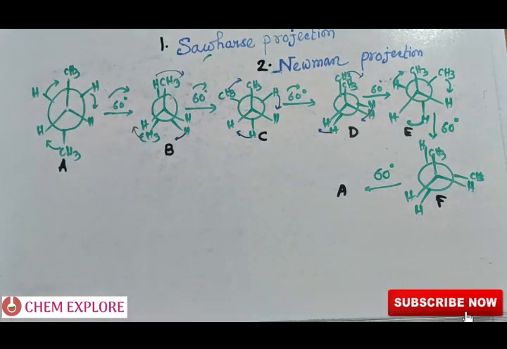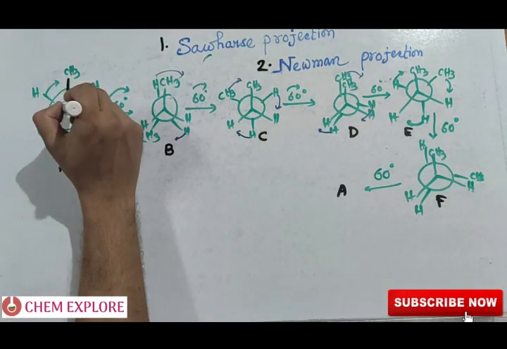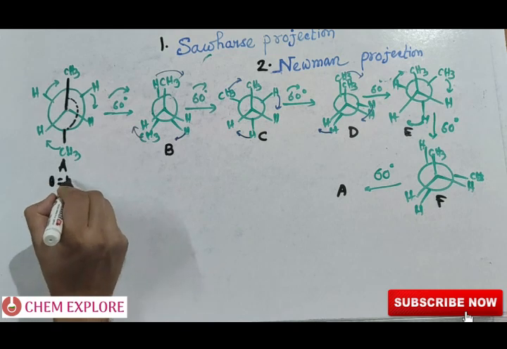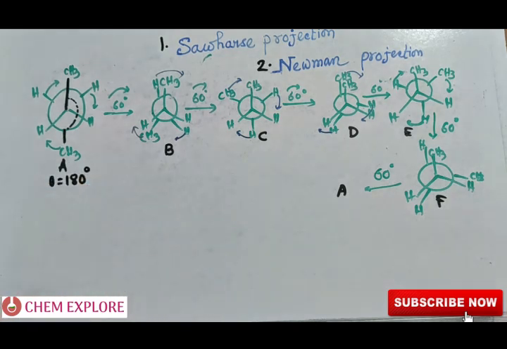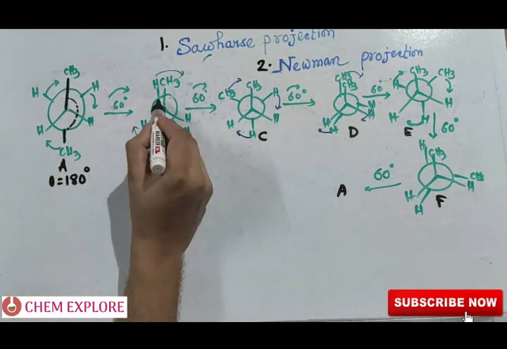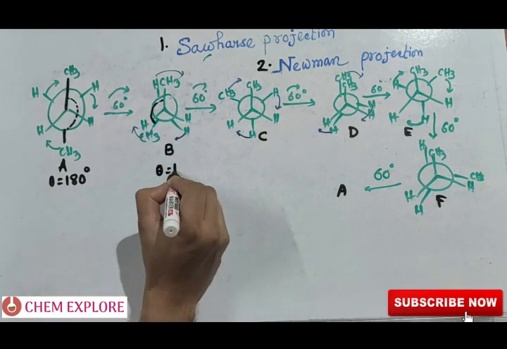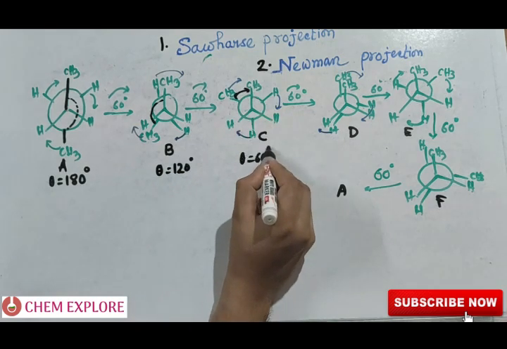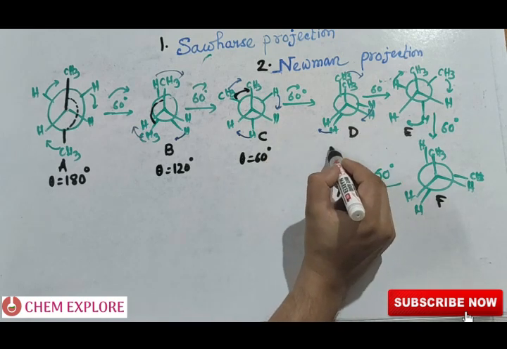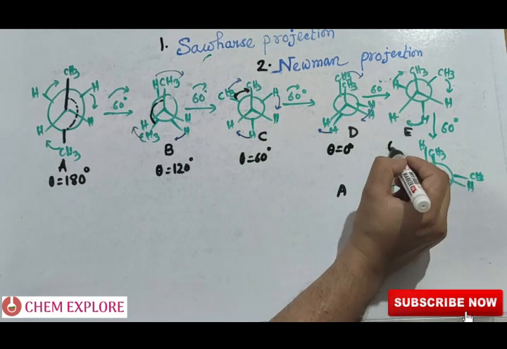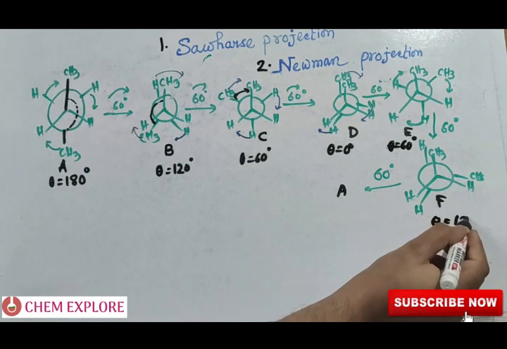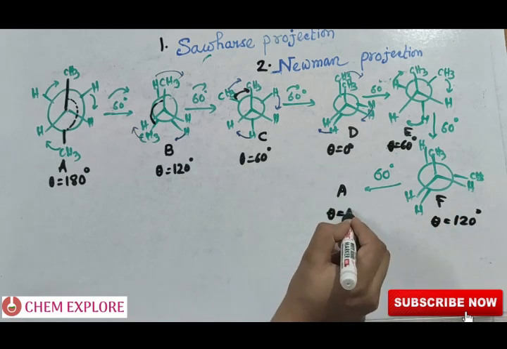So the dihedral angle is measured between the highest priority groups, right? In this case, this is the methyl and this is the methyl. So the dihedral angle between these two groups is 180 degrees, theta is 180 degrees. What is the dihedral angle for this? This is 120 degrees, right? Now what is the dihedral angle with this? This has become 60 degrees. What is the dihedral angle between this? This theta is 0 degrees. What is the dihedral angle? Theta is 60 degrees. And what is the dihedral? Theta equal to 120 degrees. And this case is 180 degrees.